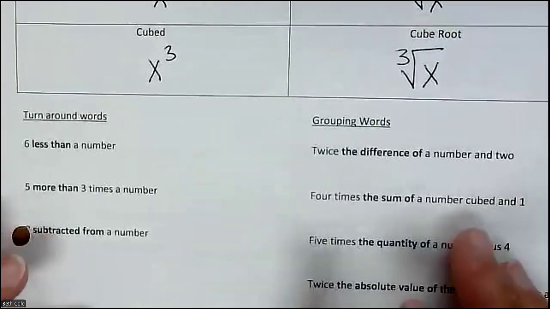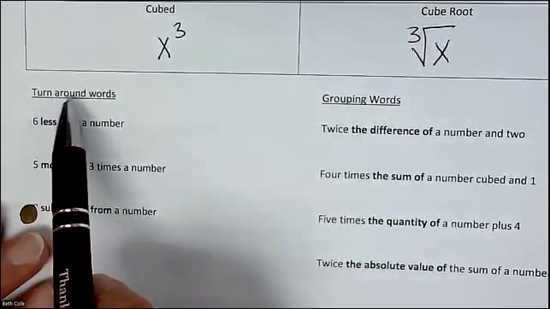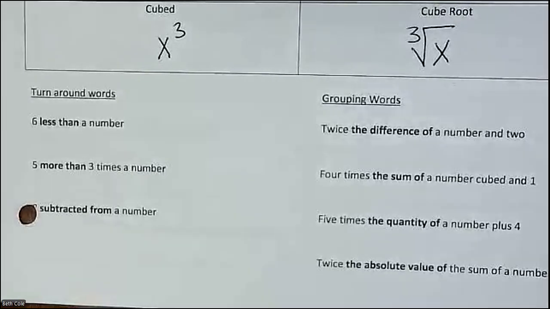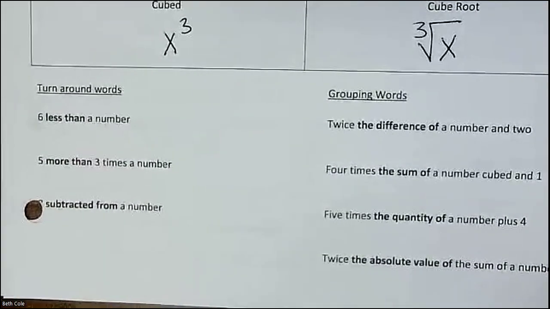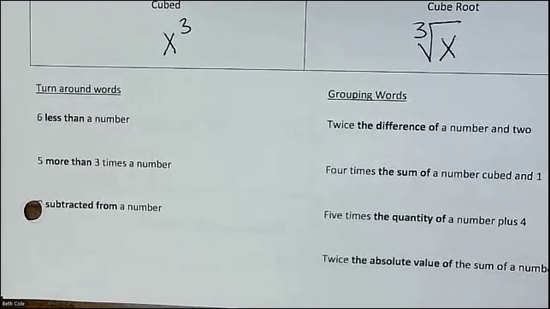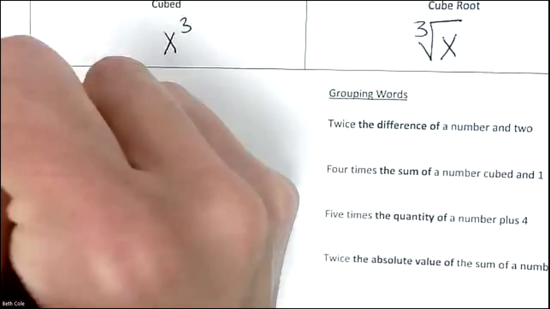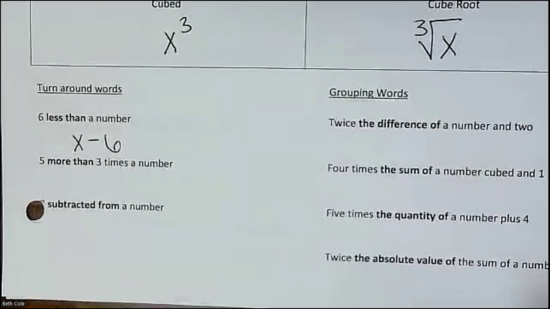All right, now we're going to practice translating some of these. These are words that turn it around, so it ends up being flipped. 6 less than a number. That means you have a number, and you want 6 less than it. So x minus 6, it flips it around.